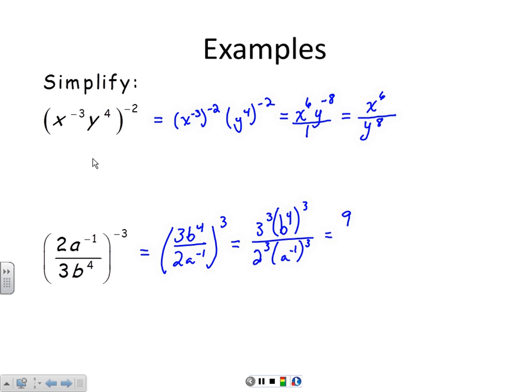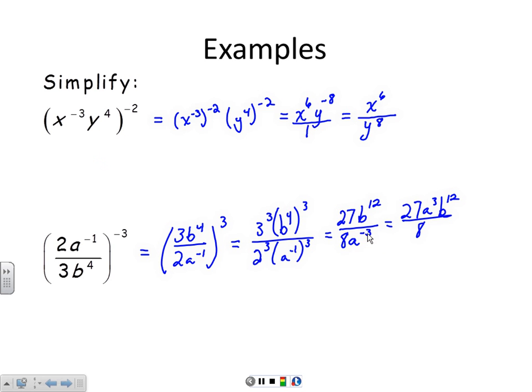So 3 to the 3rd power is going to be 9. b to the 4th to the 3rd power is going to be b to the 12. I'm sorry, 3 to the 3rd power is 27. So that top is going to be 27. And then b to the 12th. And then on the bottom, you're going to have 2 to the 3rd power, which is 8. And a to the negative 1 to the 3 is going to be a to the negative 3. And again, we need to fix that. So you're going to have 27, a to the positive 3, b to the 12th, over 8.